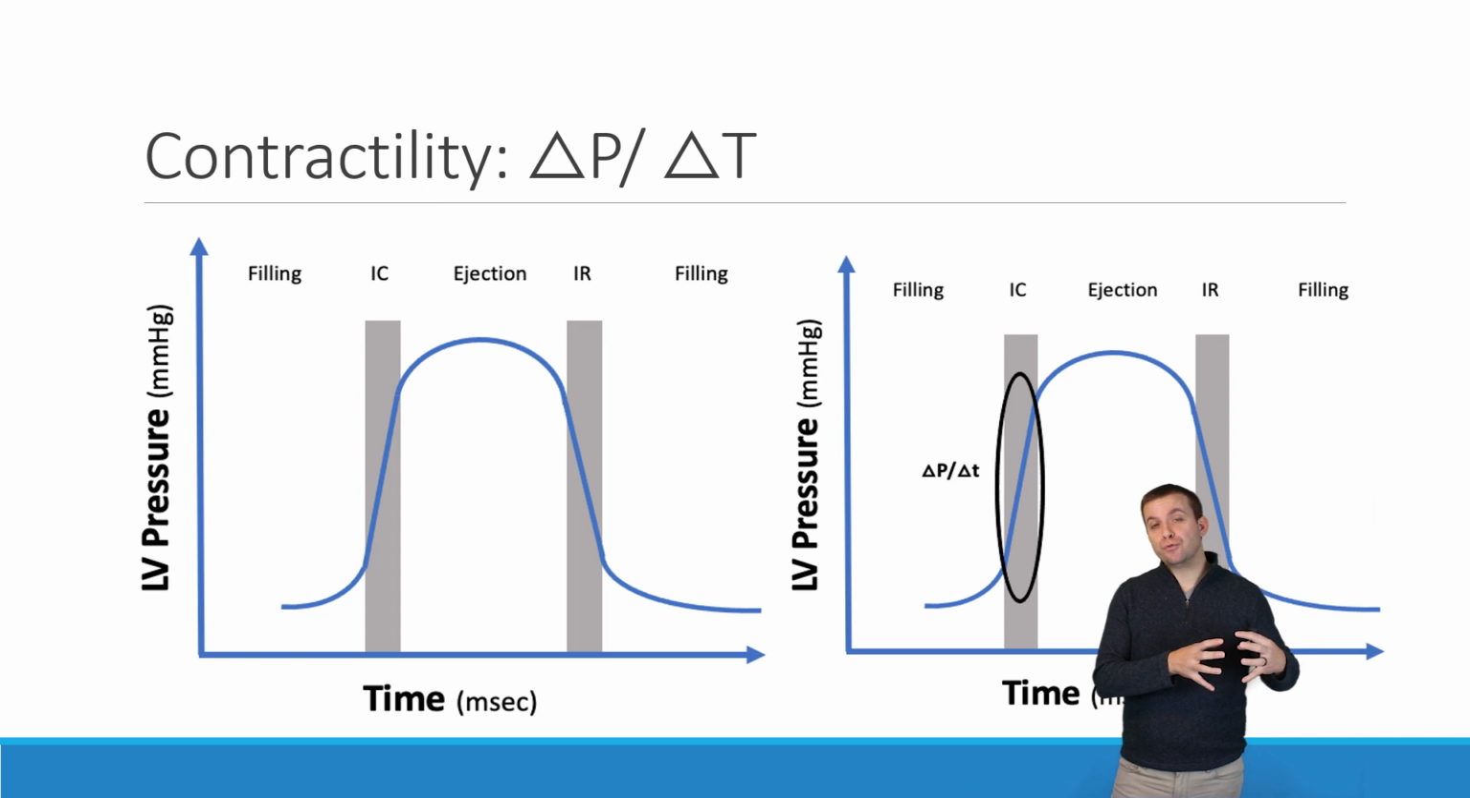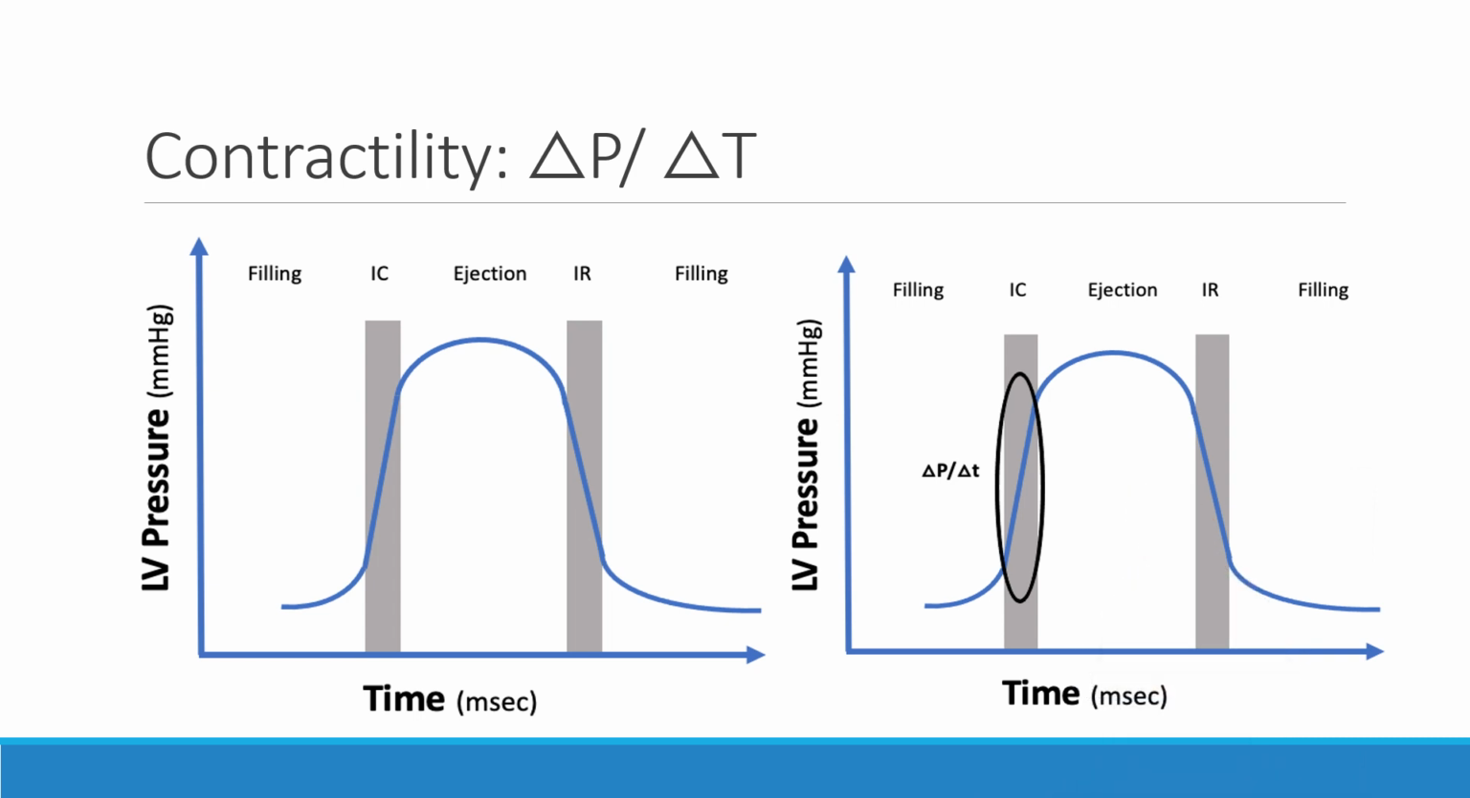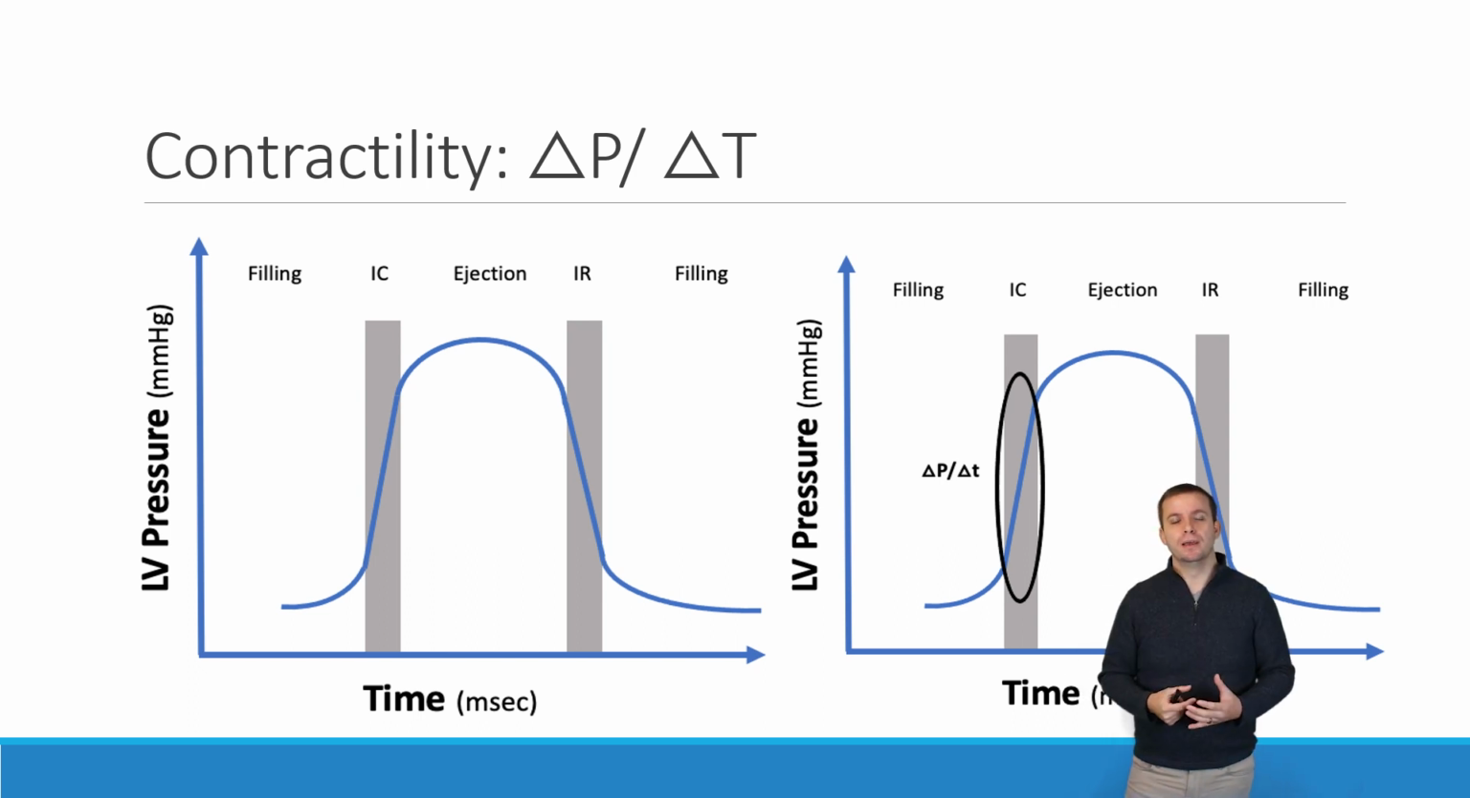So if you focus on what the change in pressure over change in time is of the isovolumetric contraction, if you directly measure the LV by putting a catheter in there, you can actually directly measure what this change in pressure over change in time is, or delta P over delta T. And that's going to give you what your contractility is, which is a more accurate measurement of how well your heart is functioning because it's independent of preload and afterload.